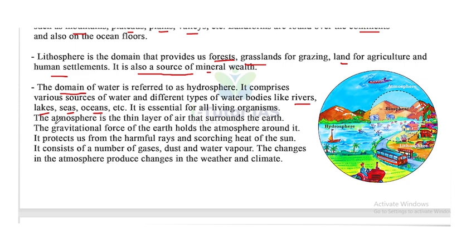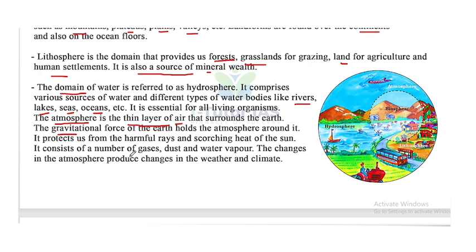Now, atmosphere. The atmosphere is the thin layer of air that surrounds Earth. First one is lithosphere, second one is hydrosphere, and third one is atmosphere. The gravitational force of the Earth holds the atmosphere around it. It protects us from the harmful rays and scorching heat of the sun. So the atmosphere protects us from the harmful rays and scorching heat of the sun.